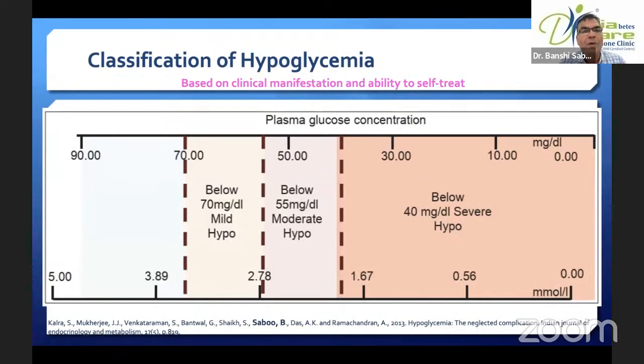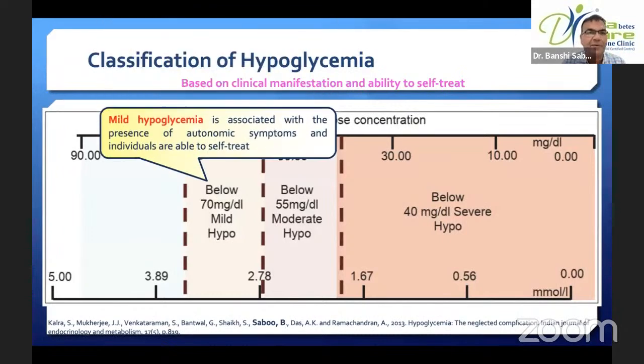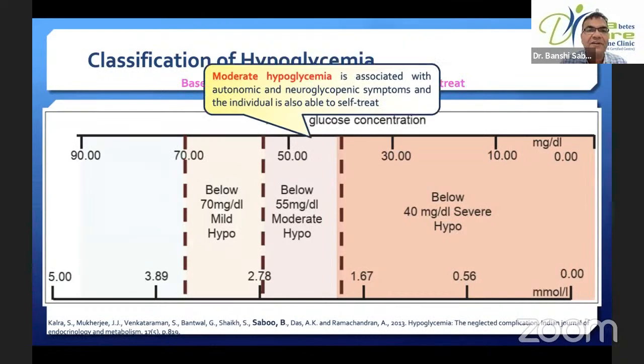So this is one paper which we had classified, by Sanjay Kalra, and I was a part of it. This paper is talking about what is mild hypoglycemia, what is moderate hypoglycemia, and what is severe hypoglycemia. Mild hypoglycemia is associated with the presence of autonomic symptoms and individuals are able to self-treat. So most of the time, they have some autonomic symptoms and they may get themselves self-treated too.